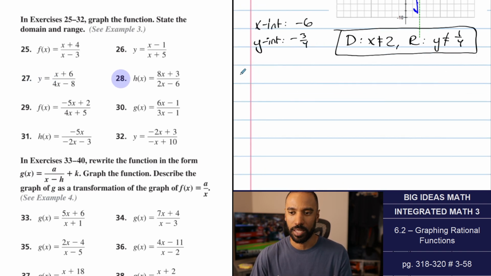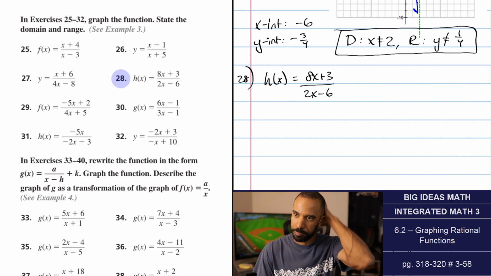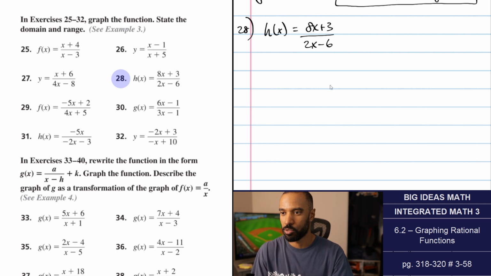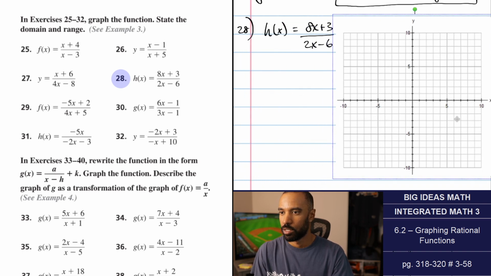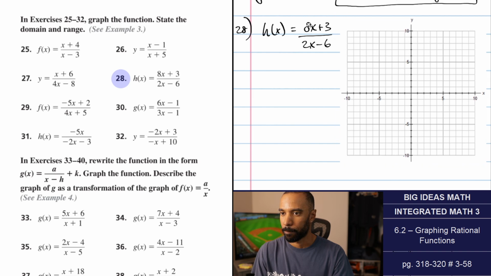And after 28, there's still 30 problems to go. Imagine that. H of x equals 8x plus 3 over 2x minus 6. All right. Let me work with the bigger graph axes that I've been using. Too big. Too big. Okay.